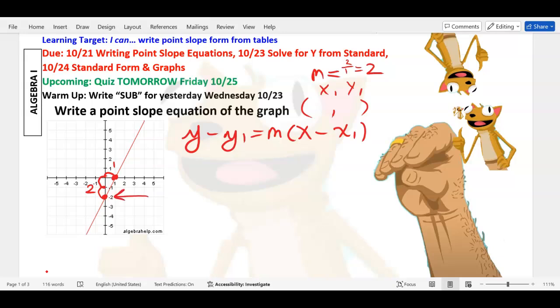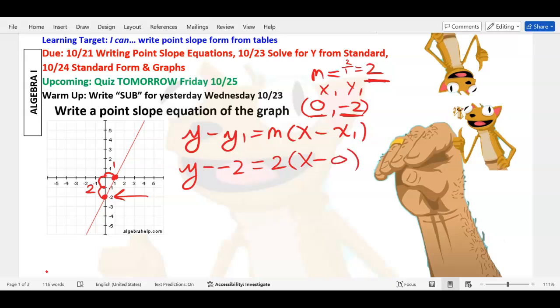Okay, I'm telling you, you're going to see a problem like this on your unit test and possibly your quiz tomorrow. So you got to know how to just find point slope. Now, this point that I drew an arrow to, this is (0, -2). Okay, so all I got to do is plug into this point slope form, this slope, and this x1, y1. So let's do that. y minus y1, which is -2, equals m, 2, parentheses x minus x1, which is 0.